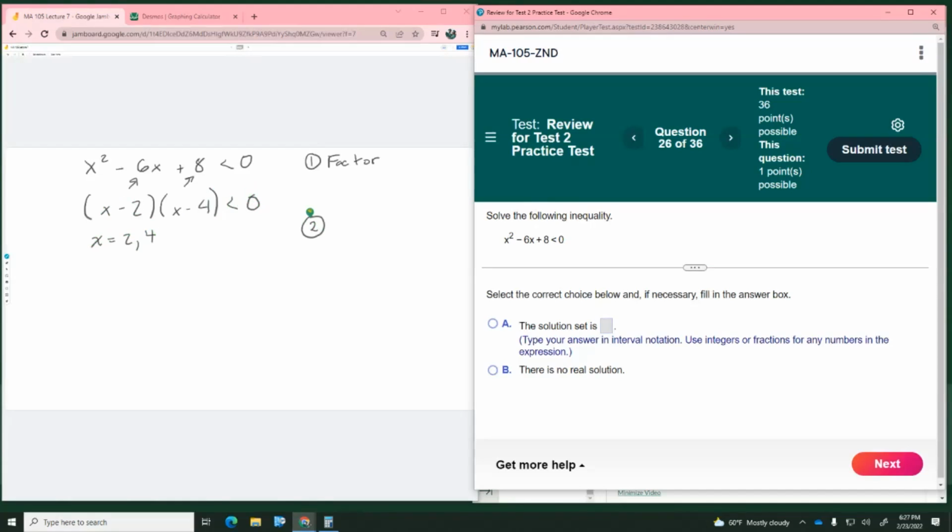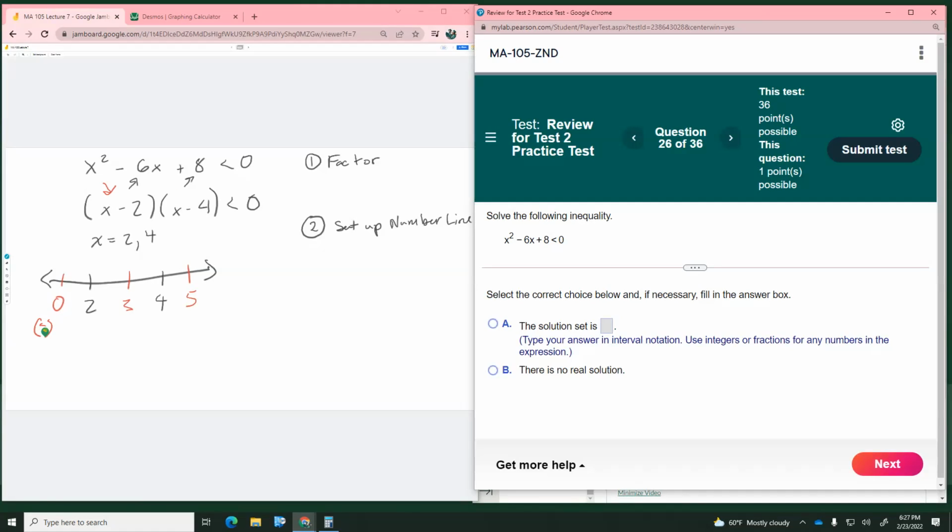Then I'm going to set up a number line, like so, with 2 and 4 on it. And I'm going to pick some test points. I'm going to take test points 0, 3, and 5. And remember, these test points are used to determine whether my function is above the x-axis or below the x-axis. So in this particular situation, if I plug 0 into that first one, that gives me a negative.